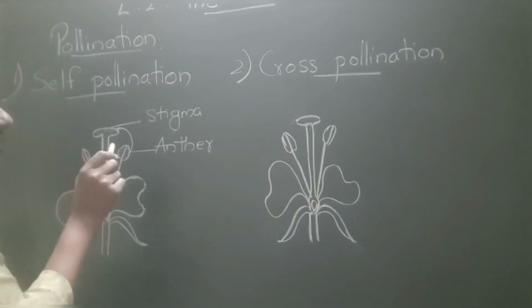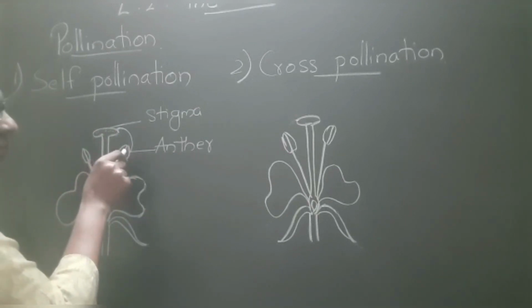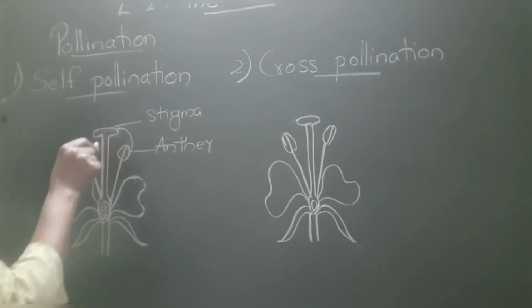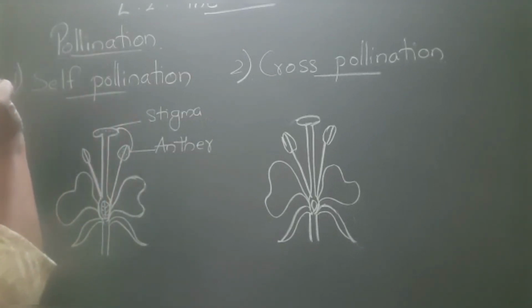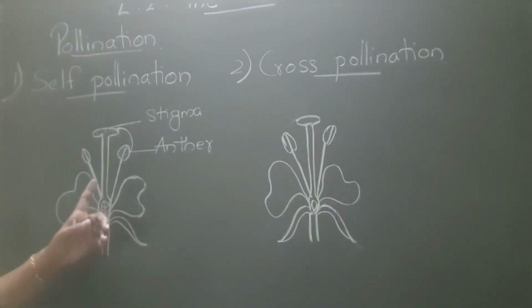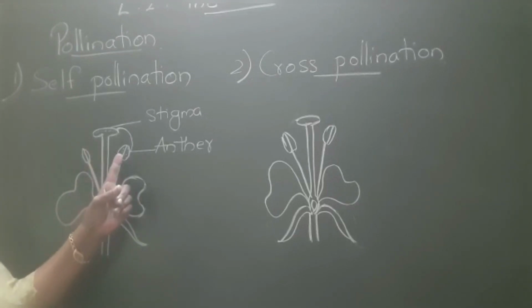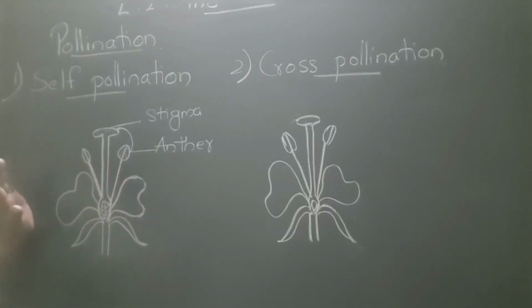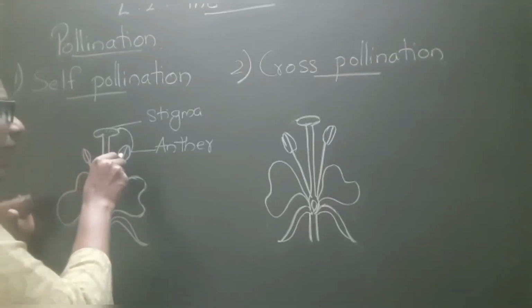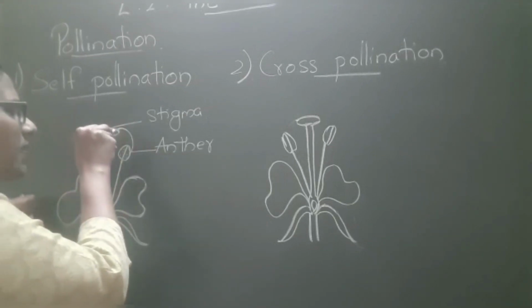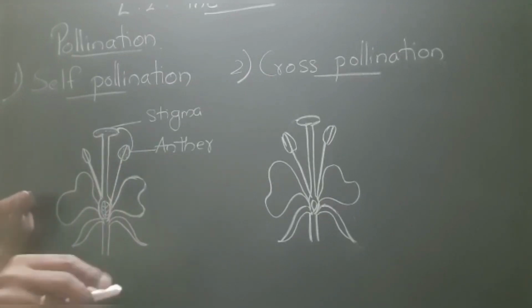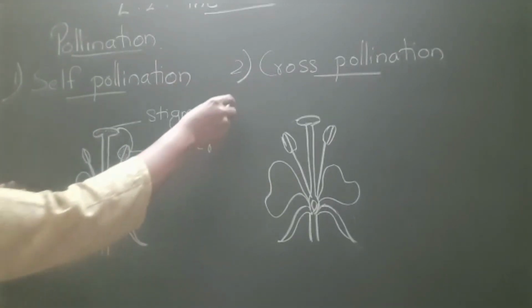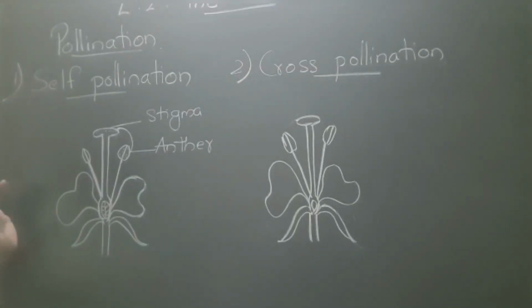Pollen grains carried by insects or any agent from the anther to the stigma of the same flower is called self-pollination. Understood? And the second one is cross-pollination.